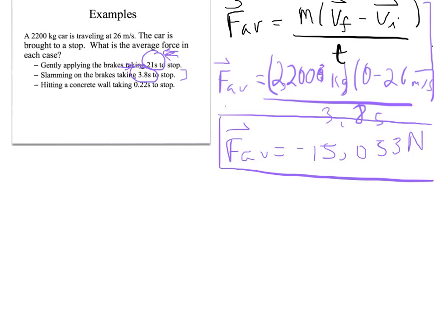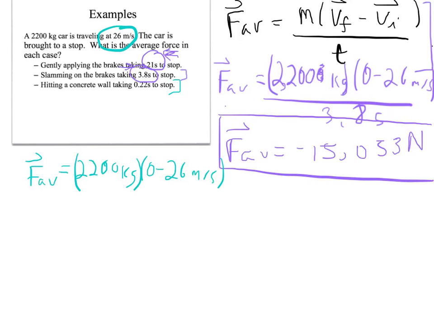All right, and the final one, which I will do in this sky blue robin's egg color. Average force is the mass, 2,200 kilograms, times final velocity, 0, minus 26 meters per second, because in every problem the car was going at 26 meters per second, over this time, 0.22 seconds. So take a minute and predict this. Our time got smaller than in the last problem. What should our force do? It should get bigger. The smaller the time, the bigger the force you need. And that makes sense because we're hitting a concrete wall, going to be a big force.